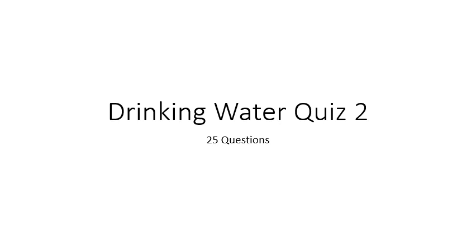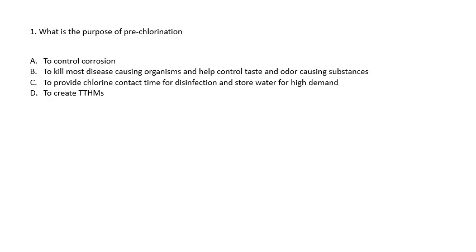Let's get into it. What is the purpose of pre-chlorination? To control corrosion, to kill most disease-causing organisms and help control taste and odor-causing substances, to provide chlorine contact time for disinfection and store water for high demand, or to create TTHMs. The purpose of pre-chlorination is to kill most disease-causing organisms and help control taste and odor-causing substances.